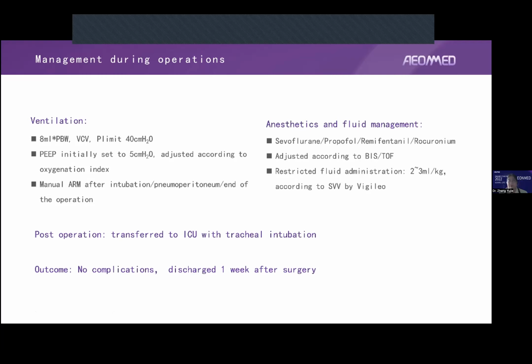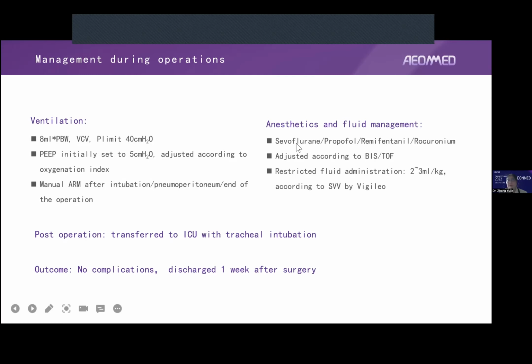So we still started with 5 centimeters water column and then adjusted it according to the oxygenation index because we already had IBP, so it won't be a problem. And we can test the blood gas and get the right oxygenation index. And we used a manual ARM after intubation, during the pneumoperitoneum, and at the end of the operation. Since our anesthesia machine doesn't have the CPAP mode, we chose to do that manually.